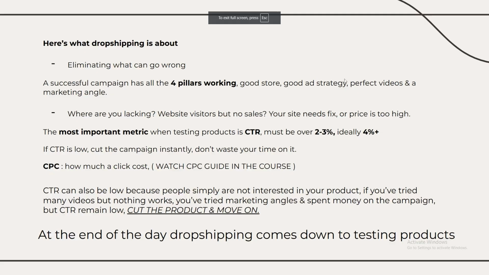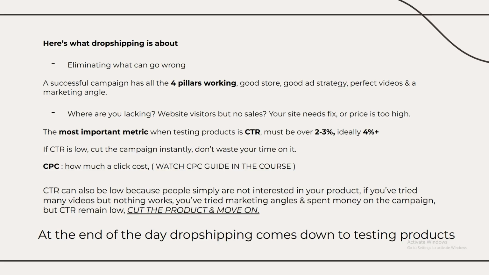Now, I'm just going to quickly let you know this as well, even though it's not a part about scaling. Dropshipping is really about one thing, okay? Eliminating what can go wrong. A successful campaign is going to have 4 pillars working, okay? A good store, a good ad strategy, perfect videos, and a marketing angle. So, where are you lacking? Are you, for example, getting visitors but no sales? That means your site needs a fix or that your price is too high.